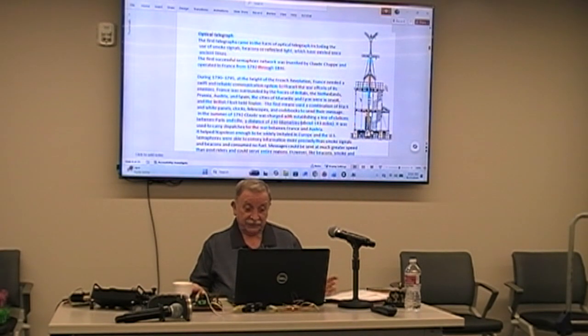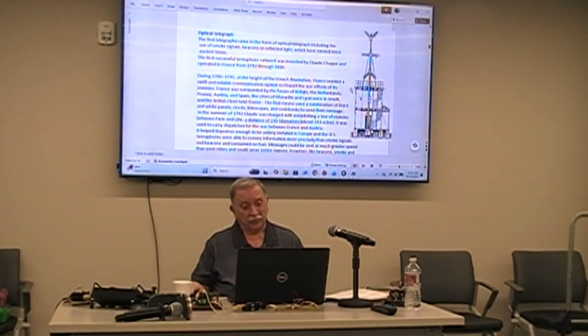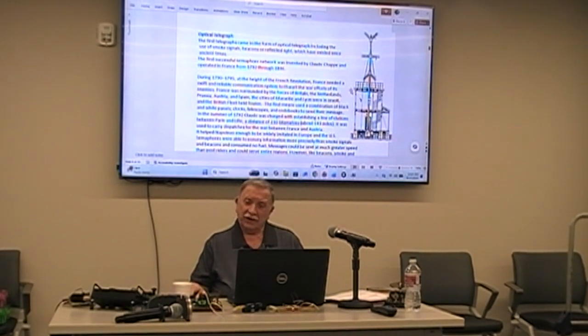This optical telegraph was developed in 1792 by a gentleman named Claude Chappe. As you can see, it has rotating arms up here, 3 sets of rotating arms that are controlled by ropes. And the positioning of these arms would indicate different letters or numbers. At the height of the French Revolution, France needed some kind of swift communication so they could keep the war effort going and keep their enemies from causing them problems. They were at war with the Netherlands, Prussia, Austria, and Spain.